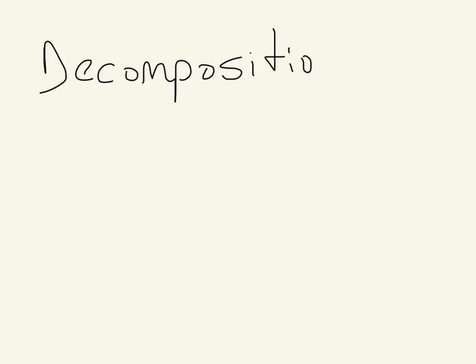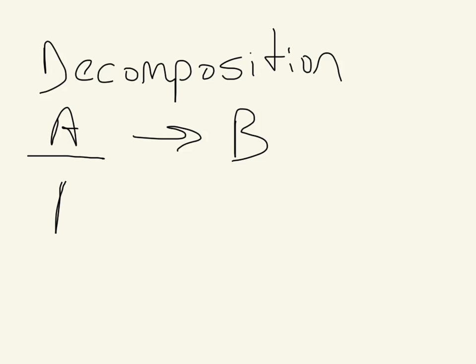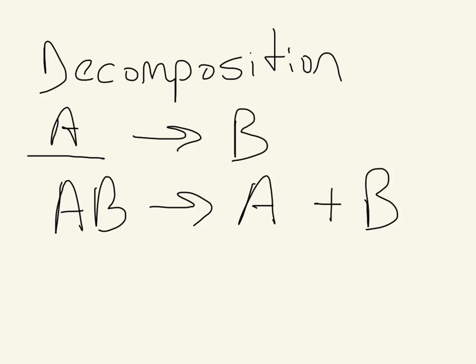So with a decomposition reaction, we are breaking something down. We are going from A to B. Or more likely, what we are doing is taking a compound, say compound AB, and breaking it into its component parts, so A plus B. Now, the easiest way to do this, and there's another video that you can watch after this, is the electrolysis of water. So breaking water down into its component parts.